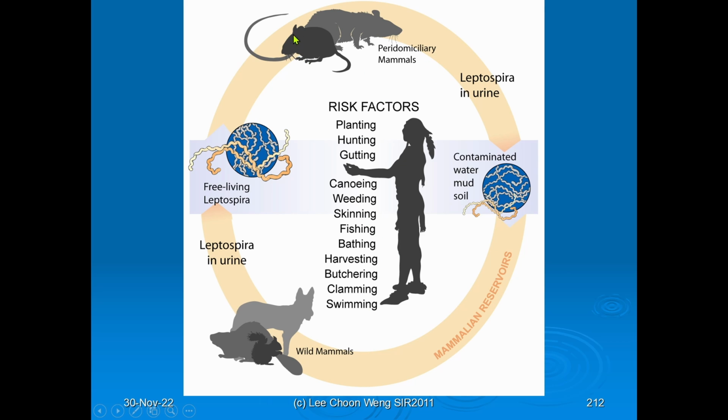So when you have rats and rodents with Leptospira in the urine, this will cause contaminated water, mud and soil, and continue to have mammalian reservoirs. So humans at risk are those in contact with contaminated water, mud and soil. Therefore, humans with the following activities are at risk for leptospirosis.